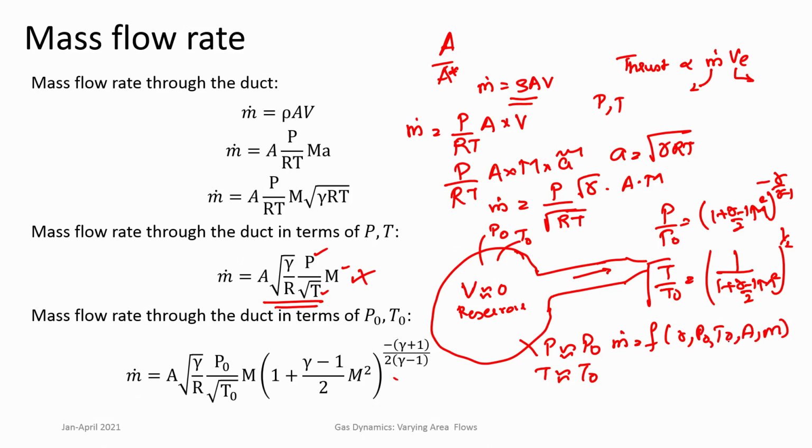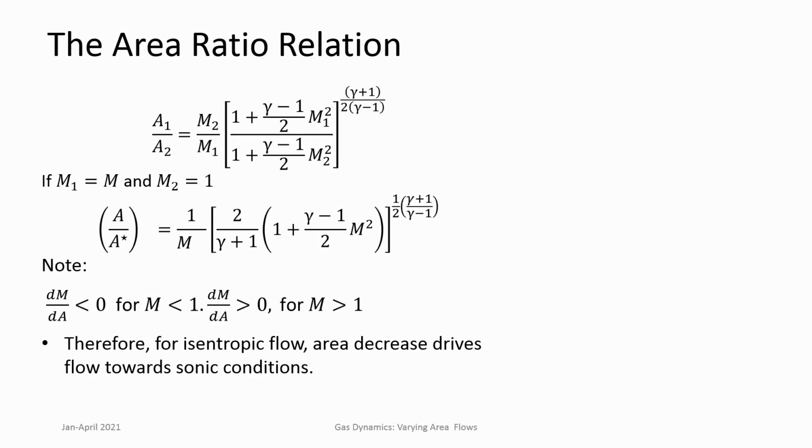So there is another form in which you can write the mass flow rate starting from rho A V. You can always go back to rho A V, but these are various forms in which the mass flow rate can be written, and we will see there are other forms also. Since mass flow rate is constant, m dot is constant, now we can relate the two areas.